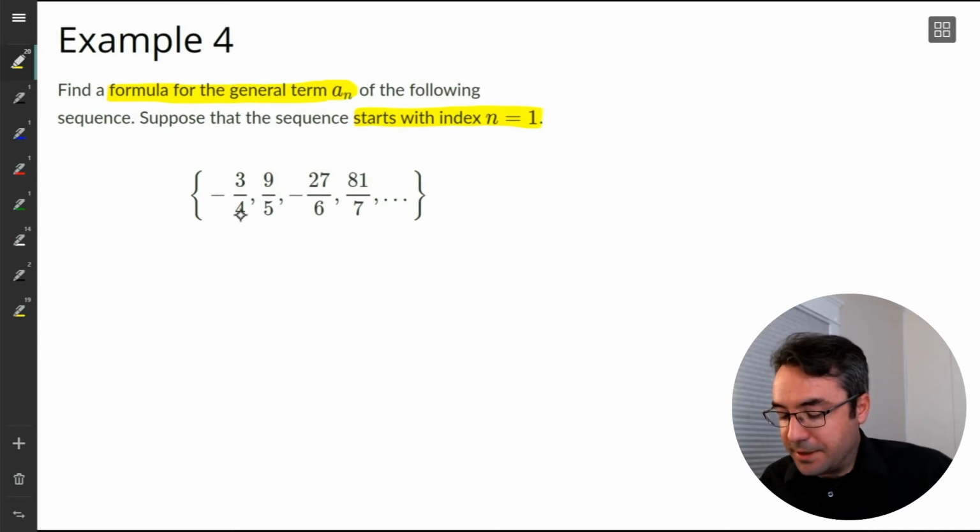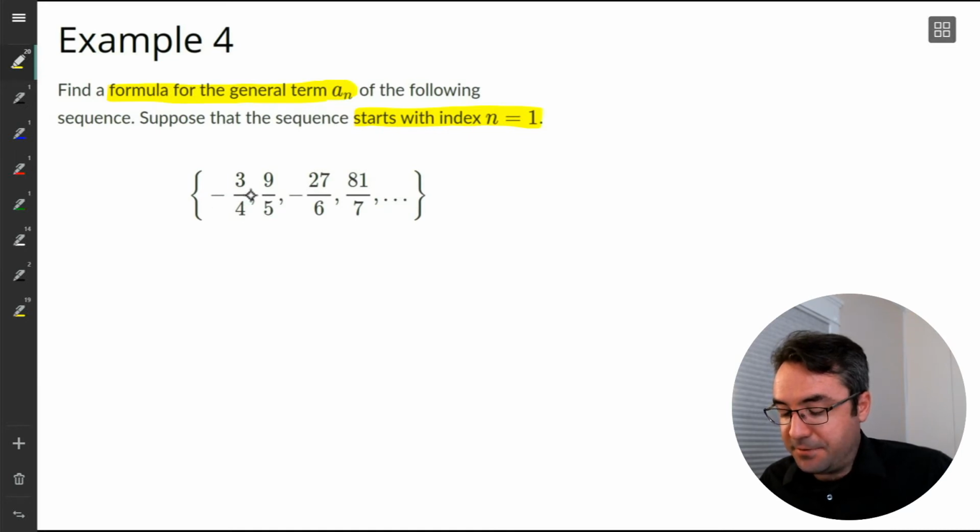So when we have the first few terms of our sequence here, negative 3 over 4 is our first term, 9 over 5 is our second, negative 27 over 6 is our third term, and then 81 over 7 is our fourth term. When you look at this, you want to just break it apart as much as you can.